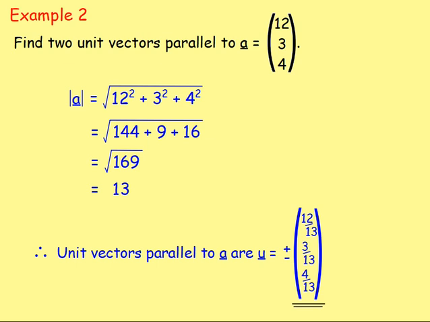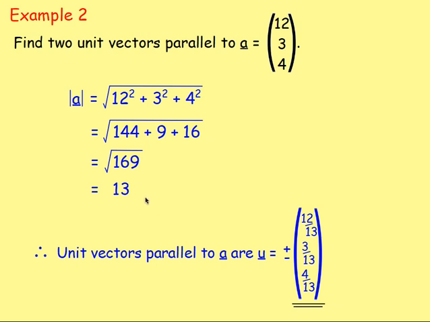Here we're looking for 2 unit vectors parallel to A. So first of all, again, you needed to work out the length. Work out the length of this vector. So the square root of 12 squared plus 3 squared plus 4 squared. That will give you the square root of 169, which is 13. 2 vectors that are parallel to that, but unit vectors.